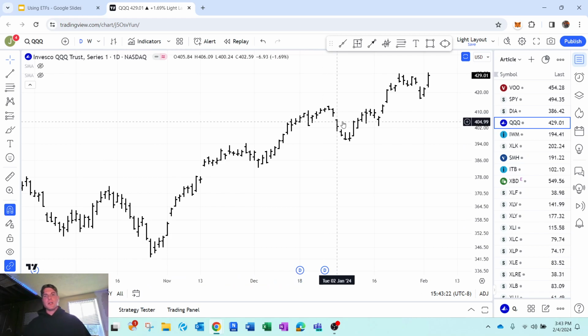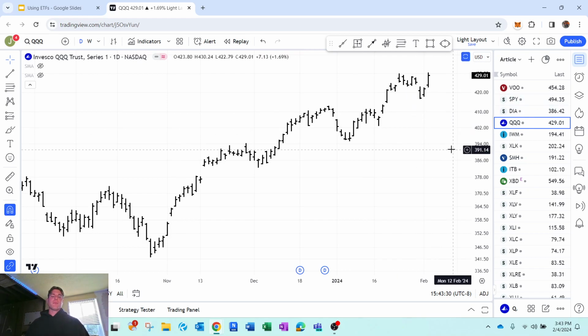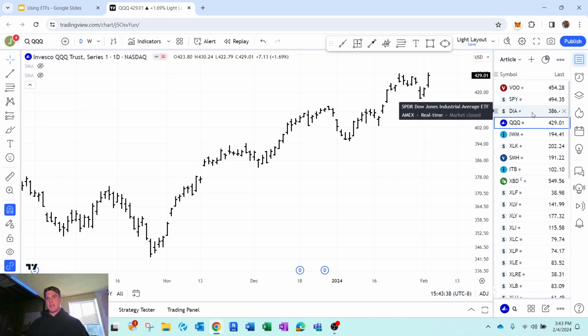This is all technology, a lot more than at least the Dow has, and also more than the S&P has. So just to change, these are all large cap. VOO and SPY, same thing. DIA is the Dow Jones large cap, and then QQQ is the technology large cap.